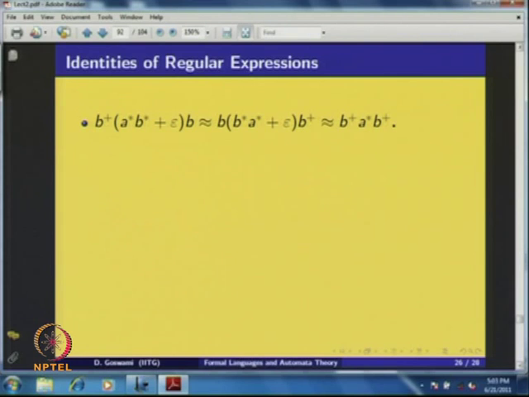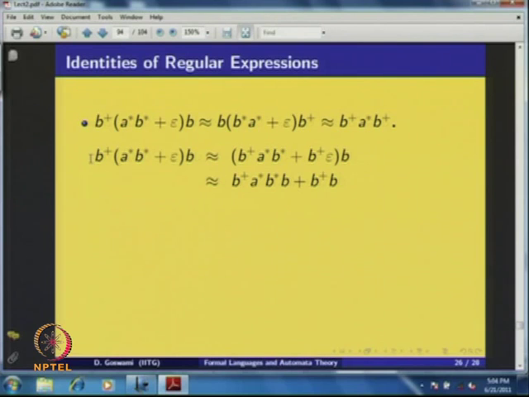Just consider this identity of regular expressions. We can prove this identity by using the equivalence of regular expressions. For example, say b plus a star b star plus epsilon b is equivalent to b plus a star b star plus b plus epsilon b, which is equivalent to b plus a star b star b plus b star b.